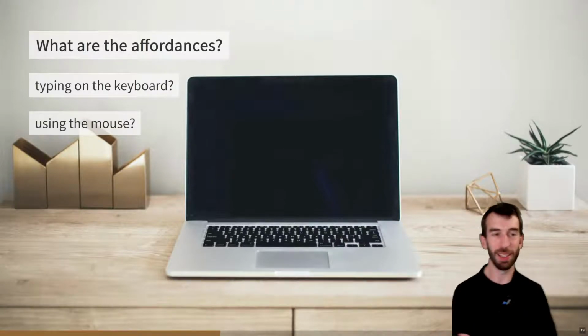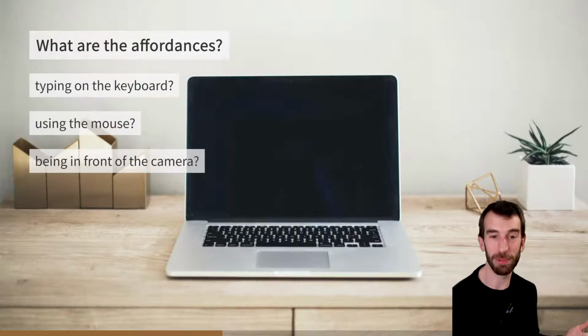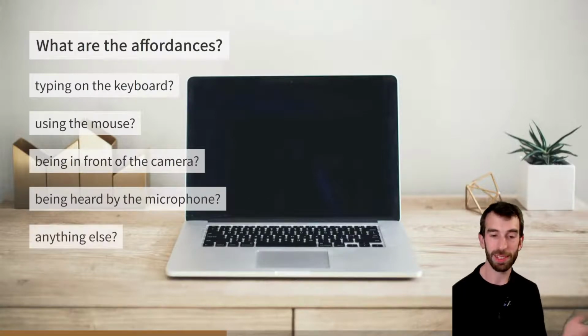Someone says it affords working, so that's more of a higher level affordance. You can combine all of the different hardware attributes of it to do your work. You can see stuff on the monitor, absolutely true. You can be in front of the camera. This one's got a little camera in the monitor, that's an affordance. You could be heard by the microphone of this computer. Anything else? So I call these the hardware affordances of a computer.